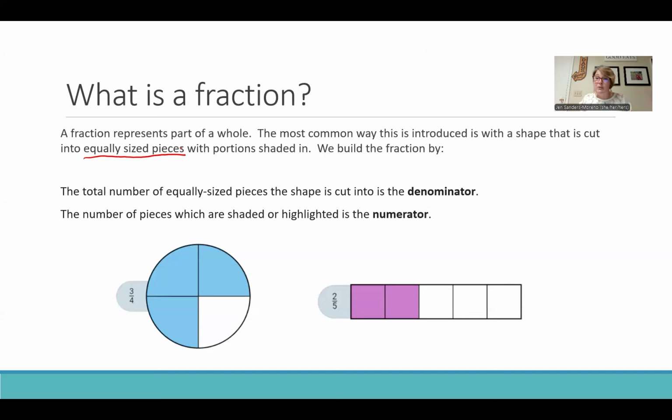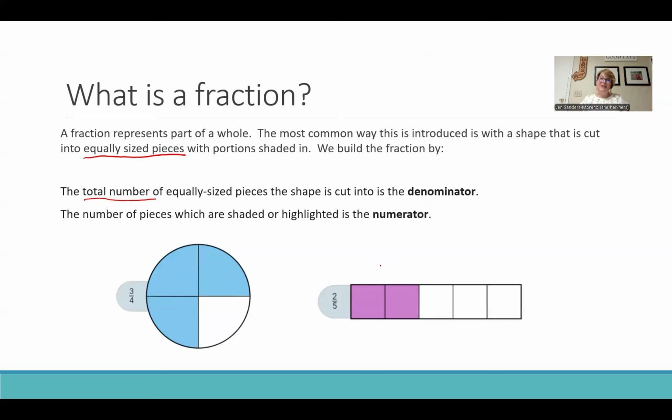Okay, fractions have two pieces, a denominator and a numerator. So the denominator is on the bottom and it's the total number of your pieces, the equally sized pieces. And the numerator is what we're highlighting, shading, calling attention to. So here in this first example, you can see that we have a circle cut into 4 equal slices or pieces. So that denominator is 4. There are 3 that are shaded. So this would be representing the fraction 3/4.